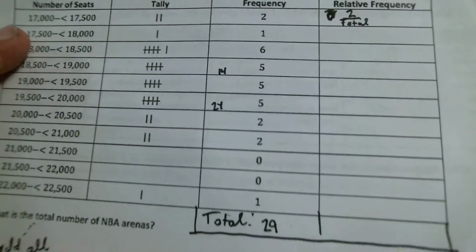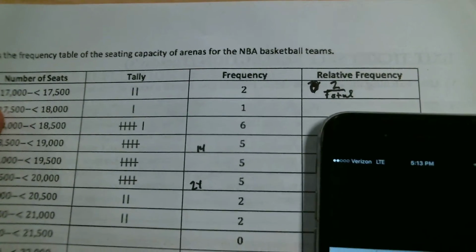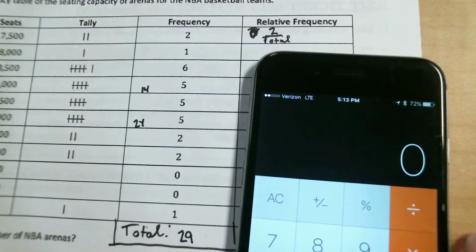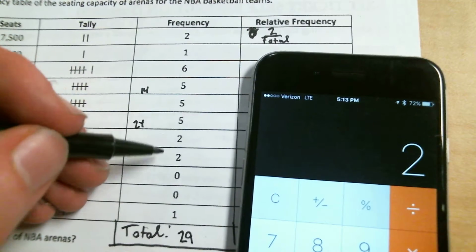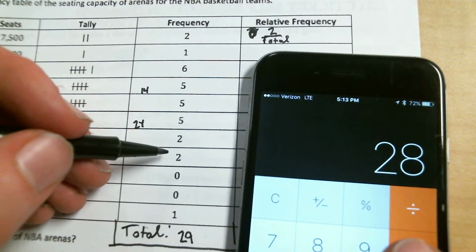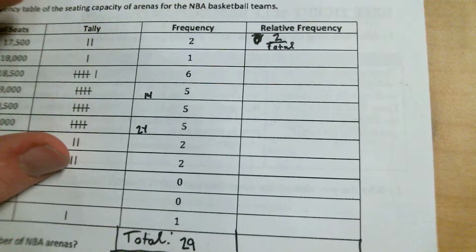I'm going to double check it since this is my hint video, just to make sure I've got it. So I said 29. Let's make sure. So I have 2 plus 1 plus 6 plus 3 5s plus 2 plus 2 plus 1. All right, so double checked it, still got it right.